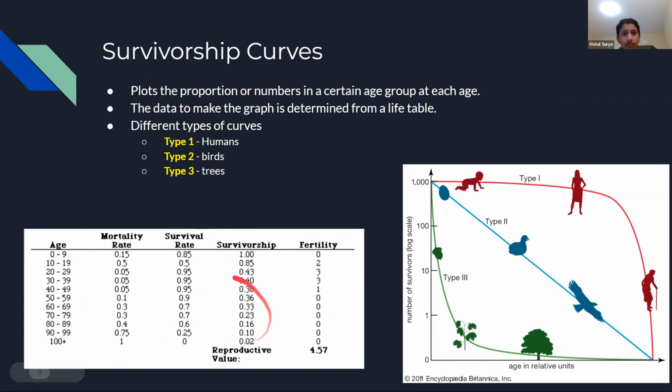But these two are the most important factors. And then we can see how, over time, this data can be plotted on the survivorship curve. There are different types of curves on the graph: a type 1 curve, a type 2 curve, and a type 3 curve. Let's talk about each of these three individually.